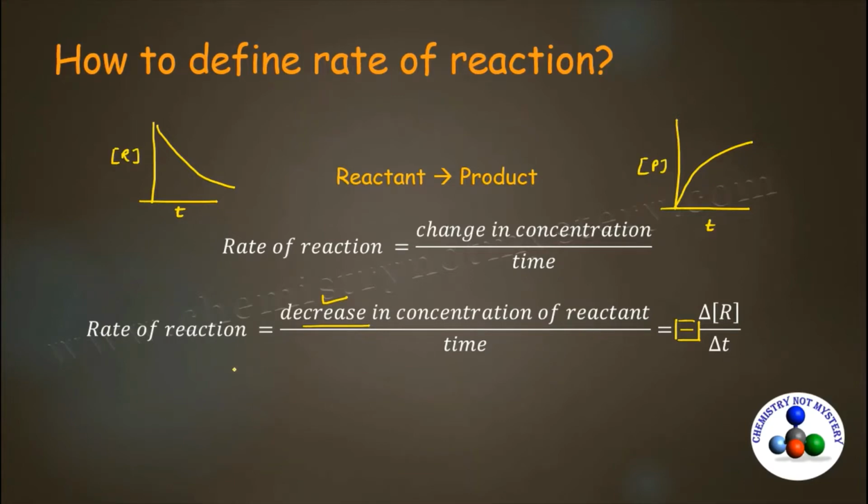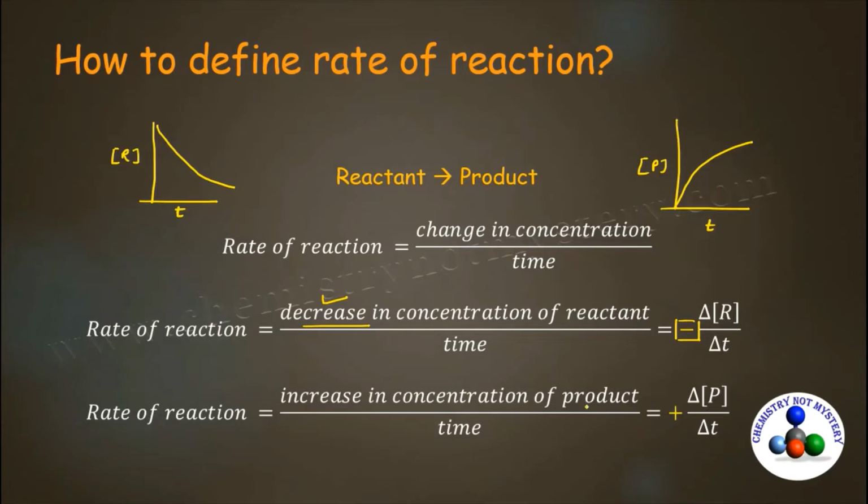Similarly, you can express the rate of reaction in terms of product as well. So you will get the increase in concentration of product with respect to time, and you will get the formula plus delta P over delta T. Here you will get the positive sign that defines the increase in concentration of product.